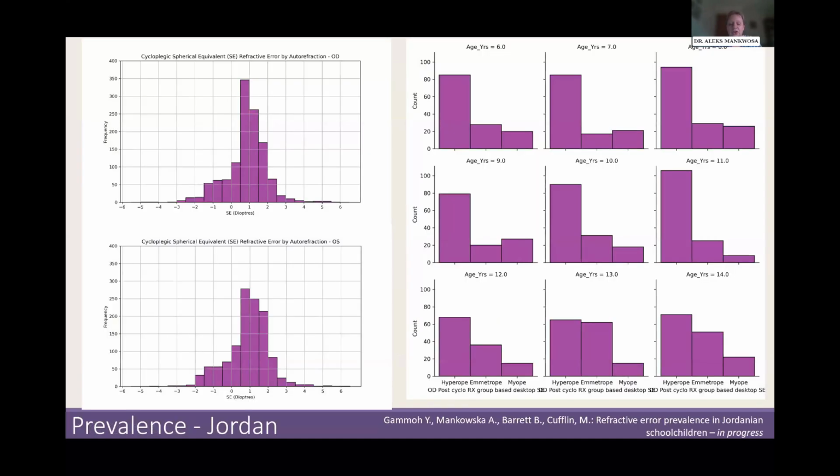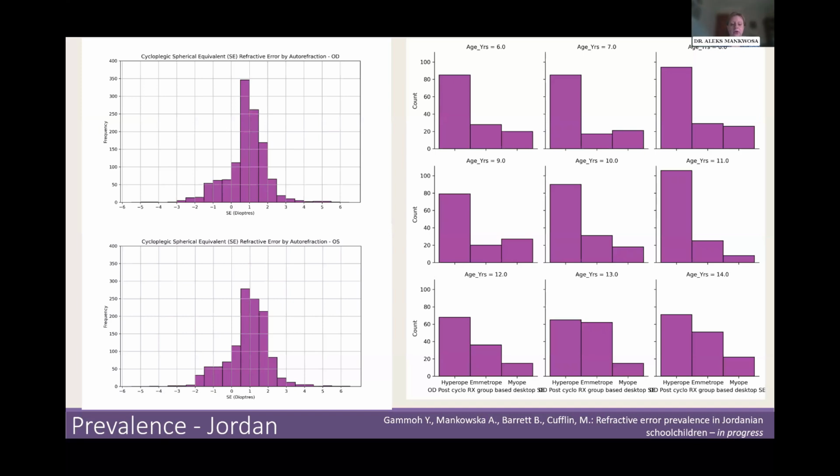I would also like to share some data from a study that was carried out with our friend and colleague, Dr. Yazan Gamo, who is also on this panel. This study was carried out between 2022 and 2023 with a colleague from Bradford, Professor Brendan Barrett, and we collaborated with Yazan to carry out a study on the detection of hyperopia in school children in Jordan.